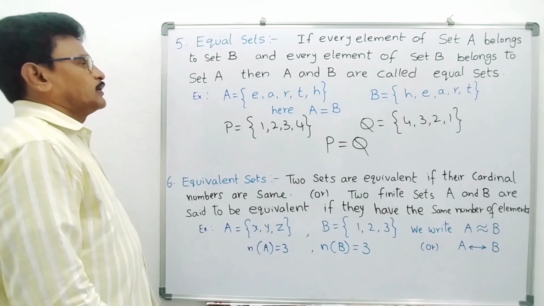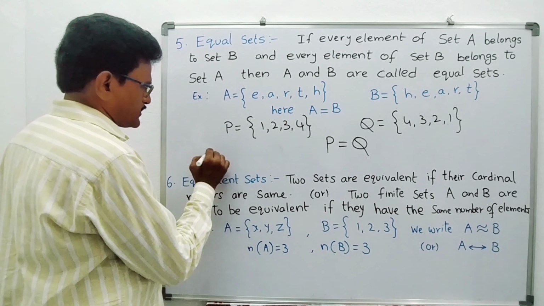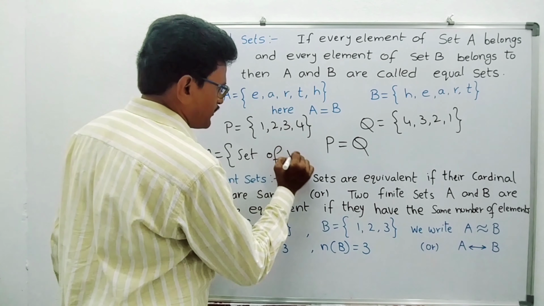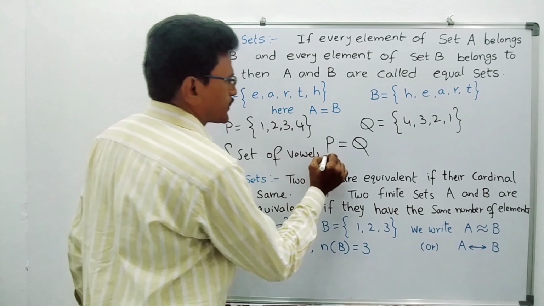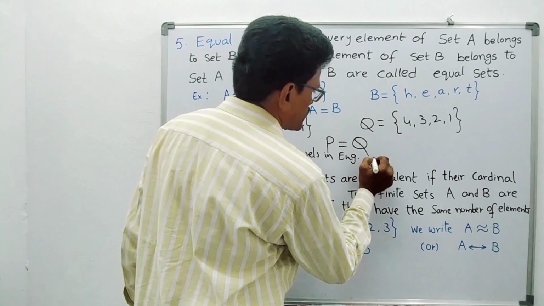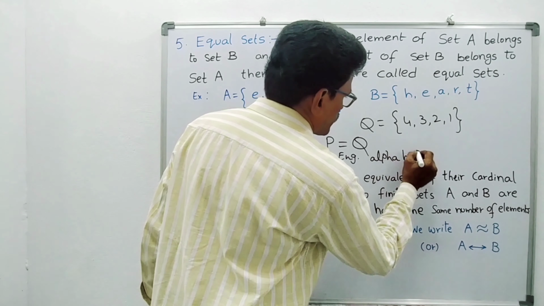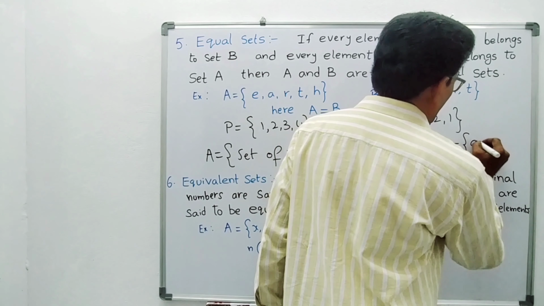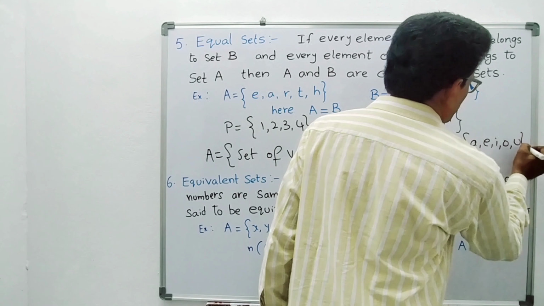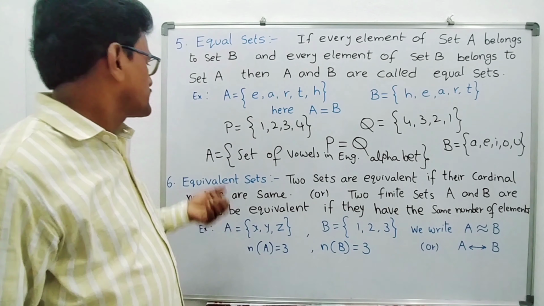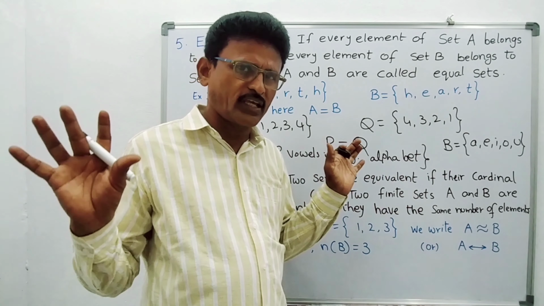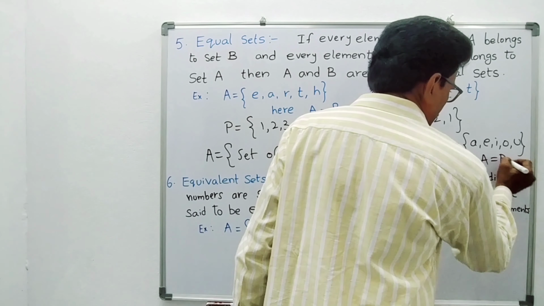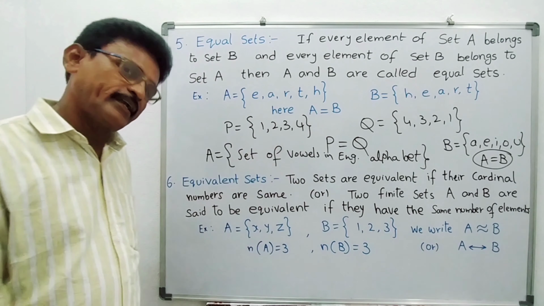Right? We can write another one like this. A: set of vowels in the English alphabet. Like this, suppose one set is there. Now set B, I am writing directly: A, E, I, O, U. Okay, set B: A, E, I, O, U. Set A: set of vowels in the English alphabet. Both are the same thing. Okay, same elements we are having. So here also we can write A = B. This is said to be that both A and B are equal sets.